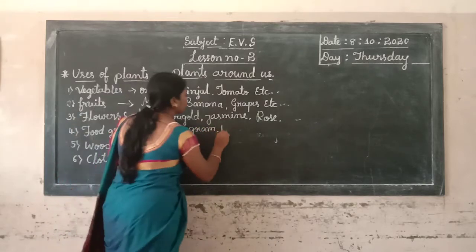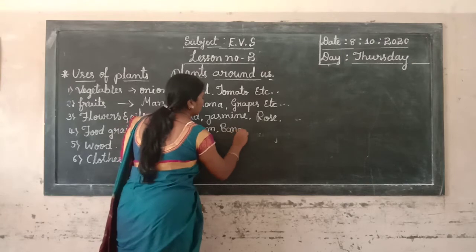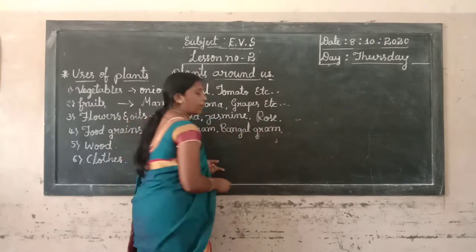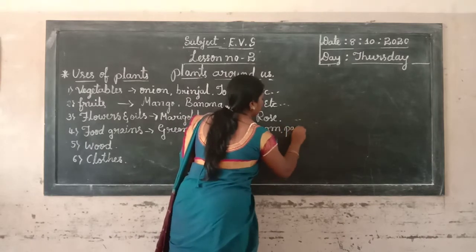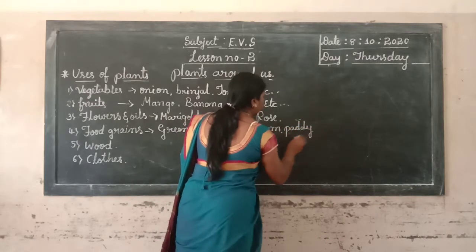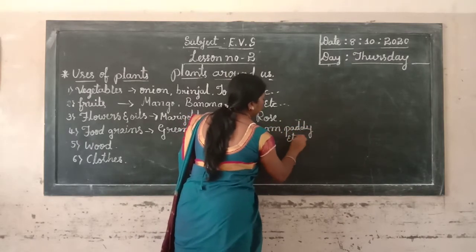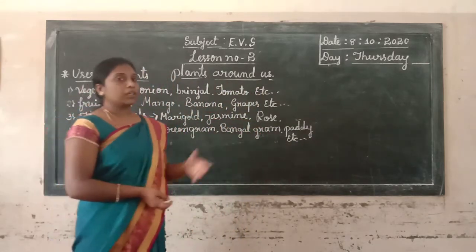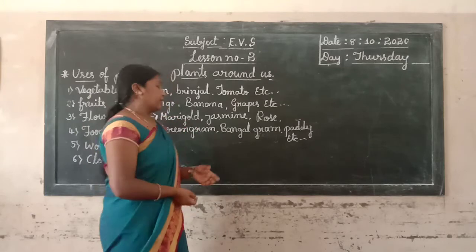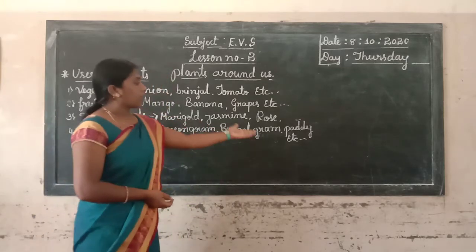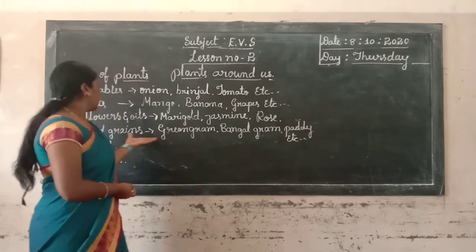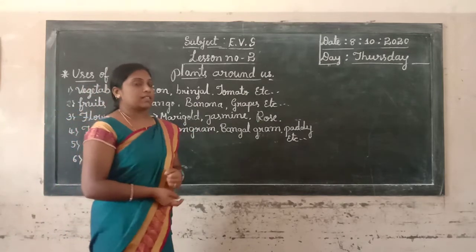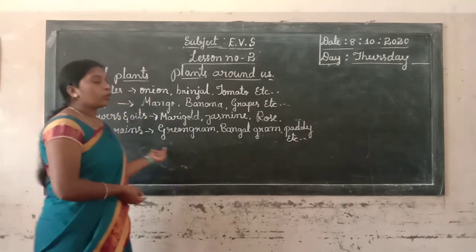Bengal gram. So food grains are very useful to us. Next we go to oat.